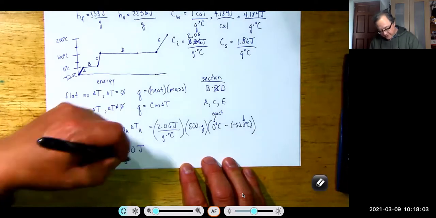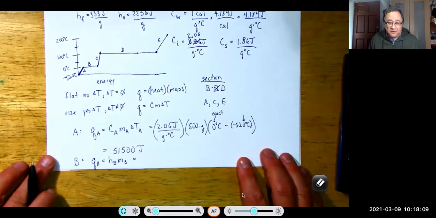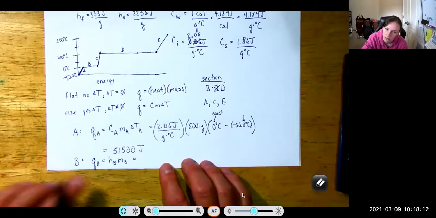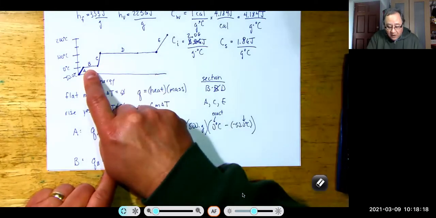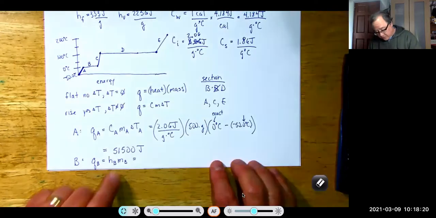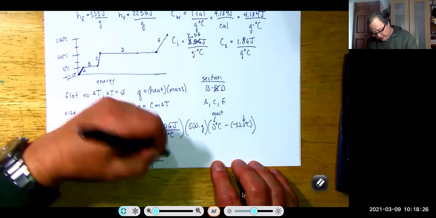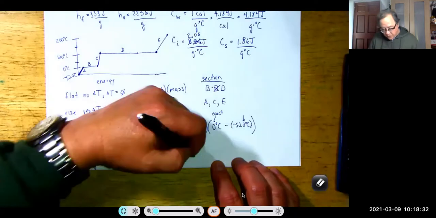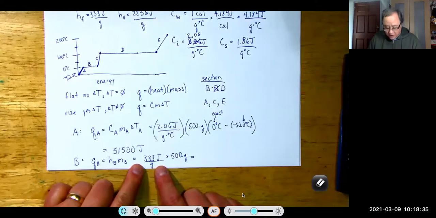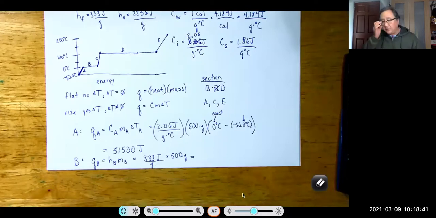for B. Now with this problem, the masses are the same everywhere, correct? Yeah. We're taking the same mass of water. So what is B? B is melting. So I want to use fusion. So I get 333 joules per gram times 500 grams. Now notice there's no temperature change in this problem. There's no temperature in this problem because the temperature change is 0. If we tried to incorporate that, we'd get 0 here. Right. Okay.